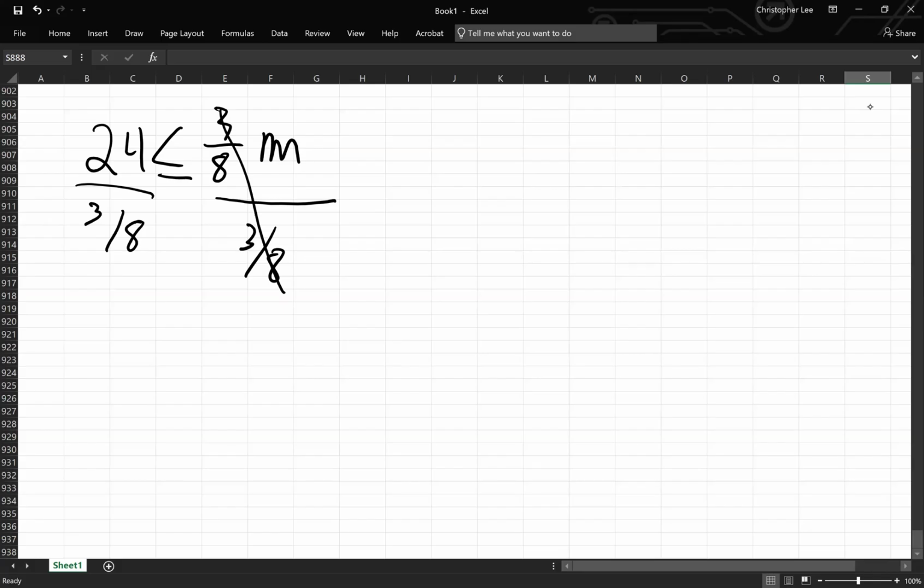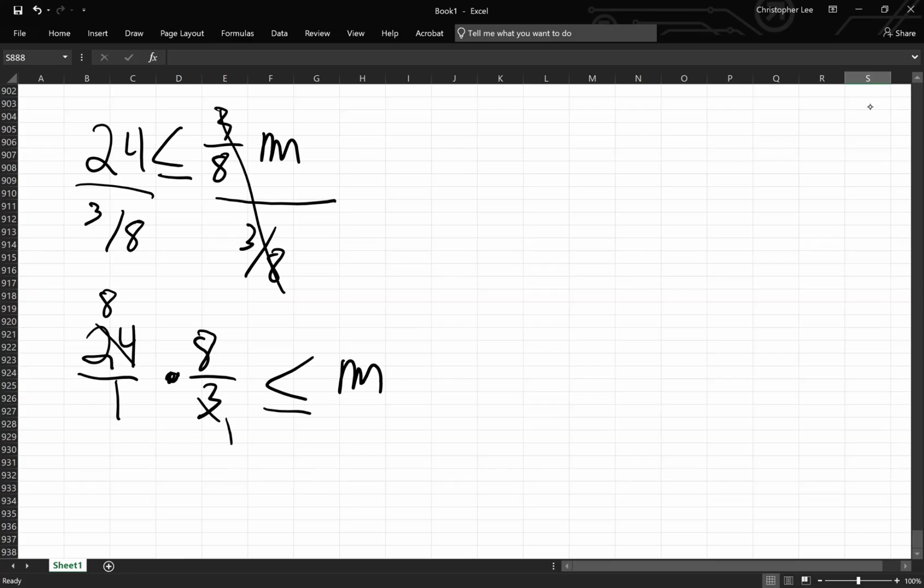So now let's see. I'm going to have 24 over 1 times 8 over 3. And then the sign stays the same, less than or equal to m, right? After this, we're just going to multiply this, but we can reduce this a little bit, right? 3 and 24 can be reduced to what? 8. So 3 goes into 3 once, and 3 goes into 24 8 times. 8 times 8, what's that? 64. Very good. Less than or equal to m.